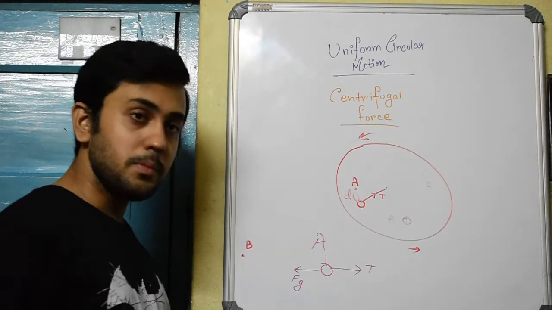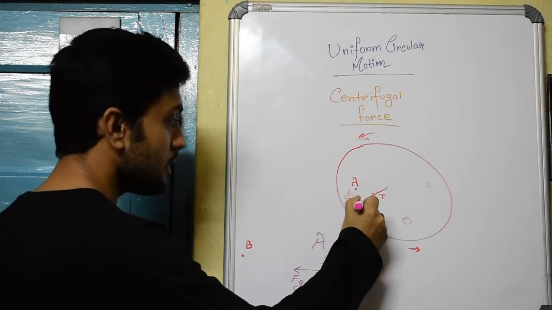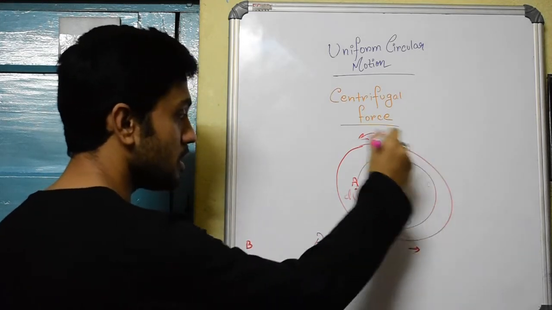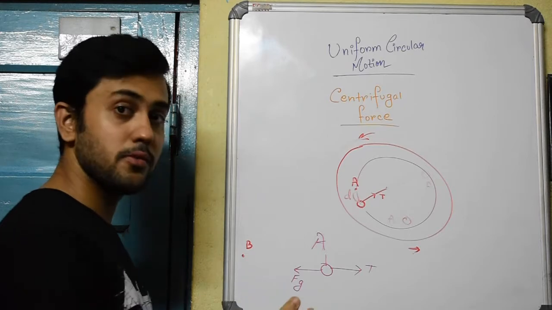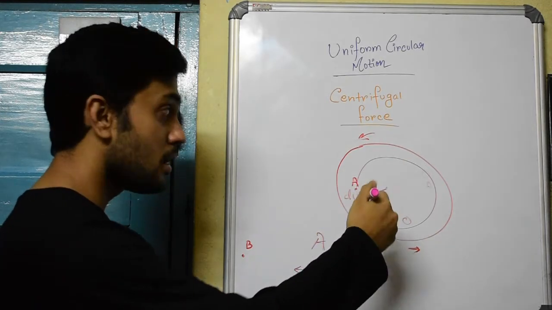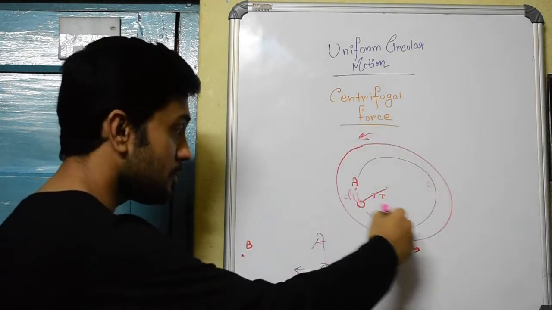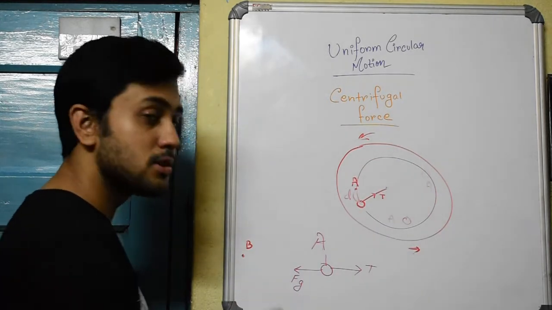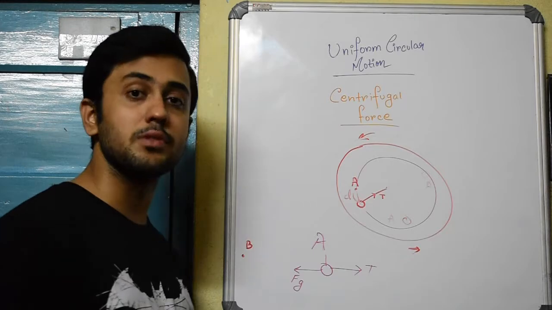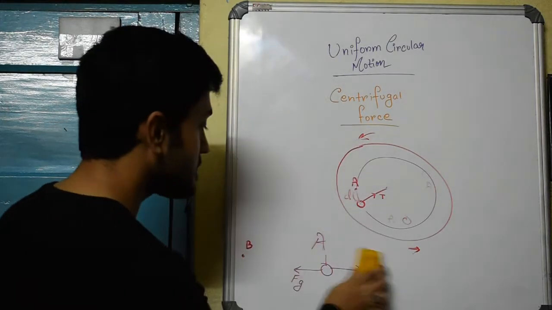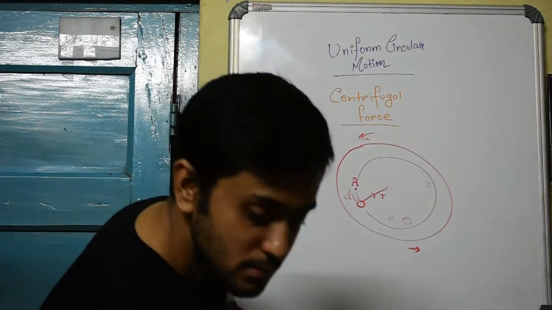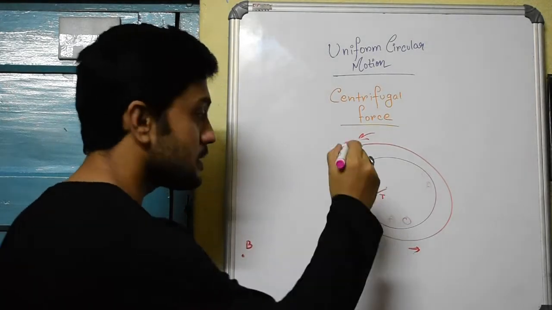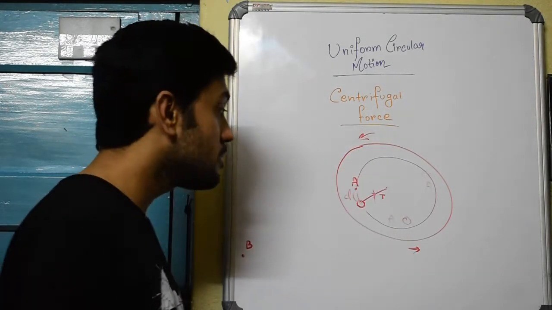Now observer B is simply seeing the ball rotate in a circular path, and he is pretty confident that this is because of the tensional force. The tensional force is providing a centripetal force which is making it go in a circular path. He doesn't even need a centrifugal force to explain this phenomenon. Now if at a certain instant of time someone cuts the string from here, what is going to happen?